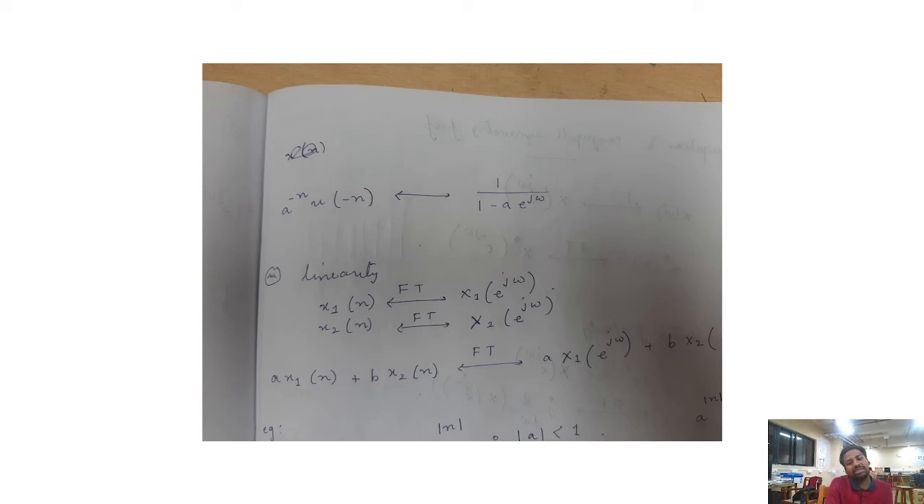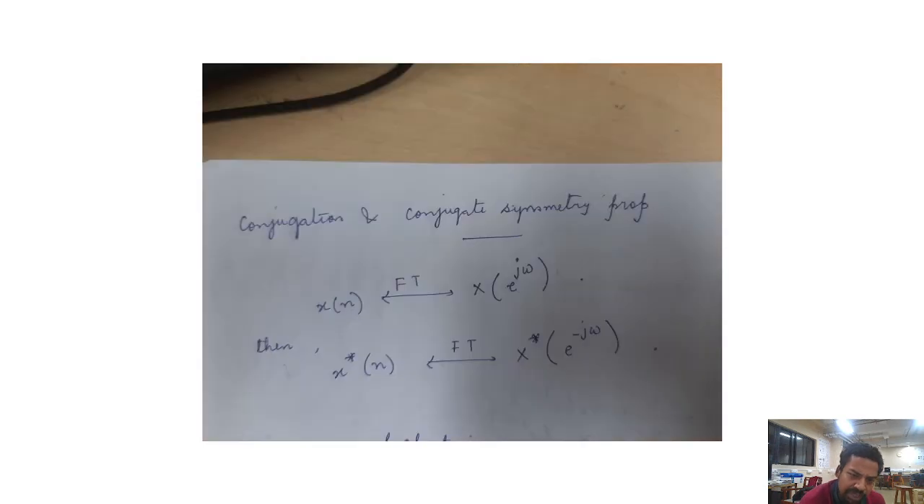If we have a signal x[n] whose Fourier transform is X1(e^{jω}), and at the same time another signal x2[n] whose Fourier transform is X2(e^{jω}), then the Fourier transform of a·x1[n] + b·x2[n] is given by a·X1(e^{jω}) + b·X2(e^{jω}). So this is the linearity property of the Fourier transform.